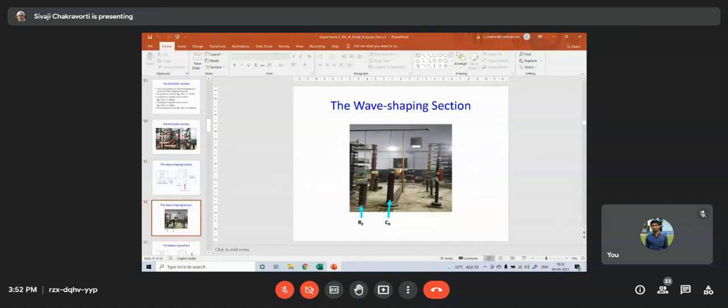And this is the wave shaping circuit photograph. This is the lumped parameter RE. This is the CB, which is called the load condenser. As you can see, I can change all that because they are outside the generator. That's why they are called lumped parameters. Depending on our requirement, we use different values, and we have different components in our lab which we can connect.